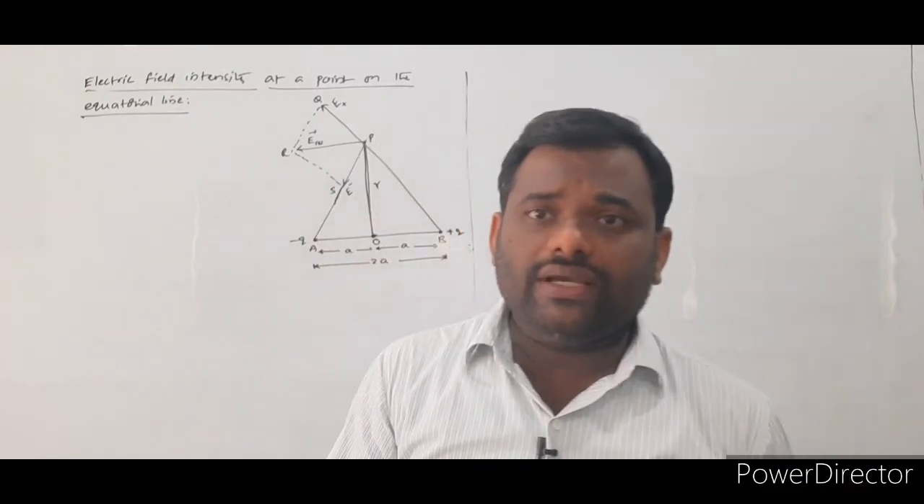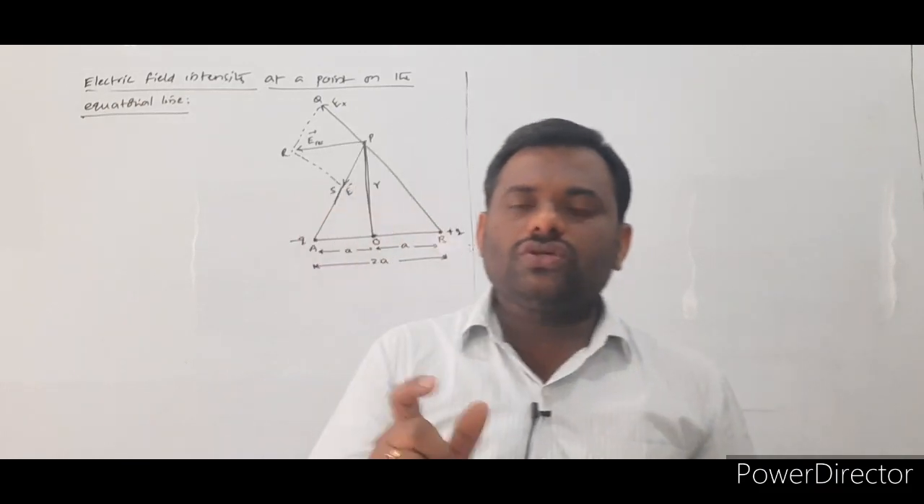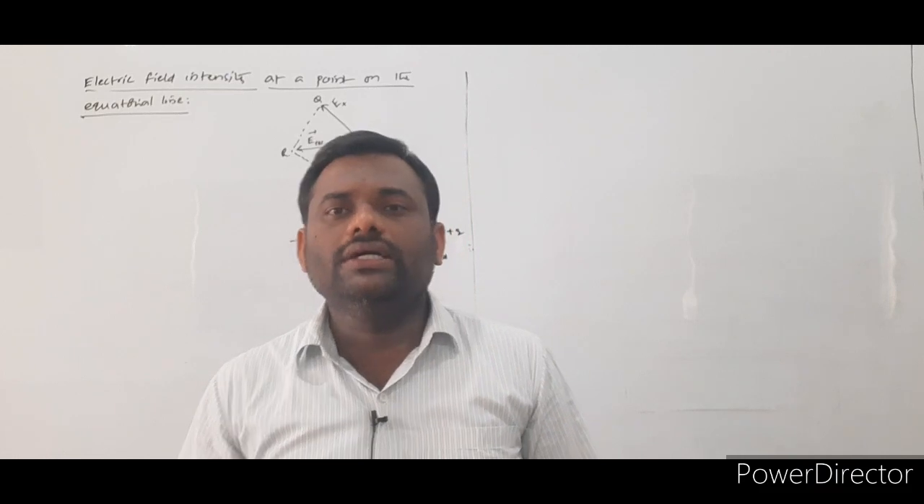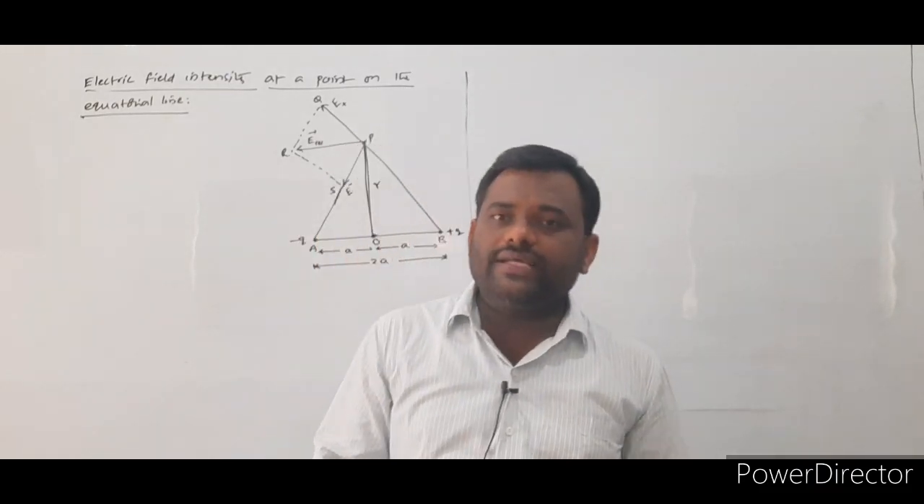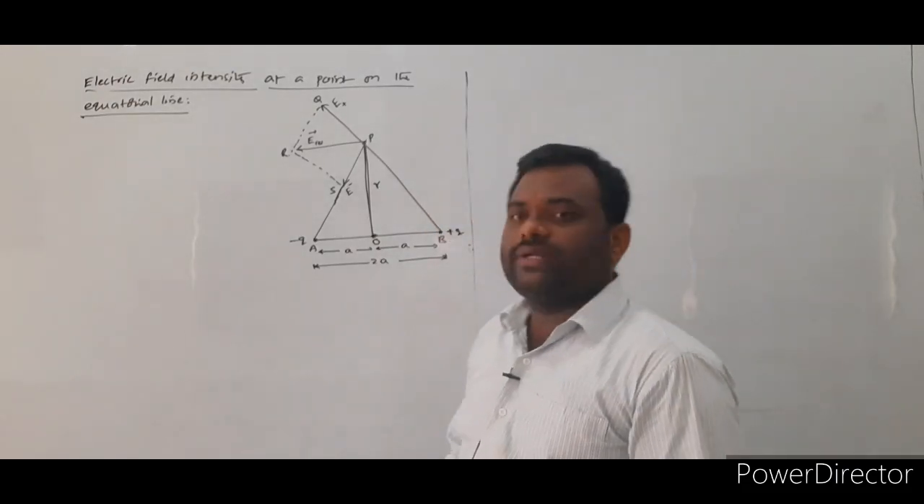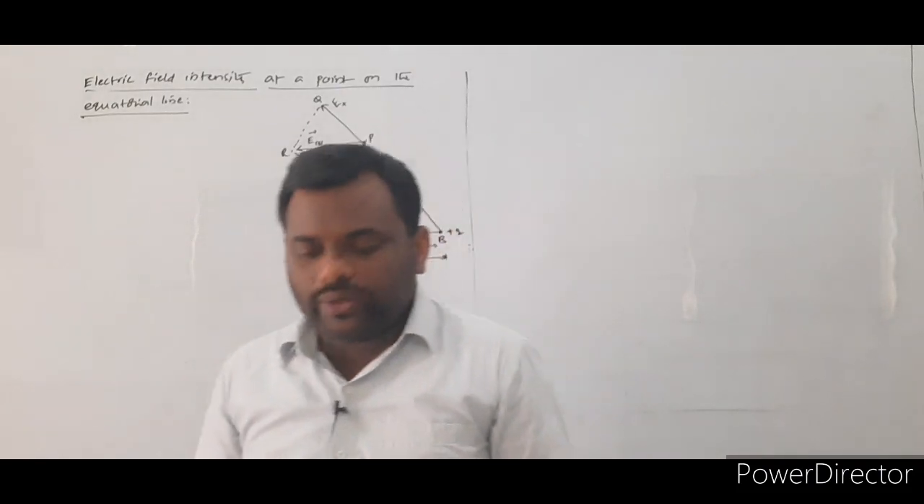In the last class, we completed the electric field intensity at a point on the axial line, so the formula is E axial is equal to 1 by 4 pi epsilon naught 2p by r cube, when we assumed that the dipole is a short dipole. In today's lecture, we are going to discuss the electric field intensity at a point on the equatorial line.